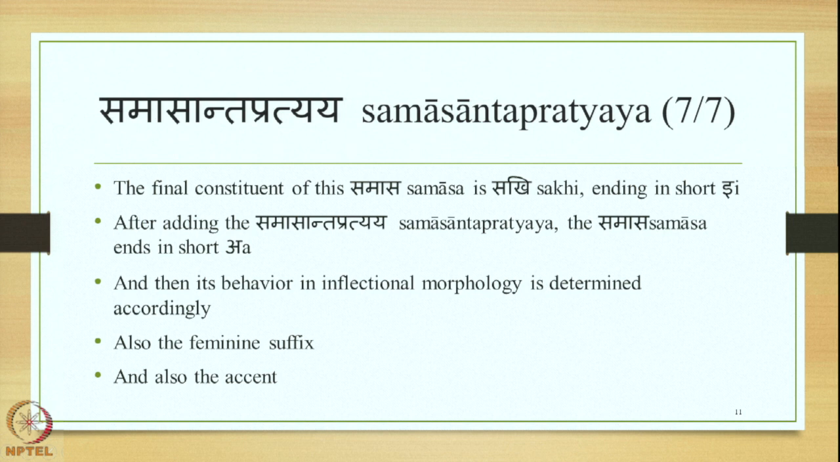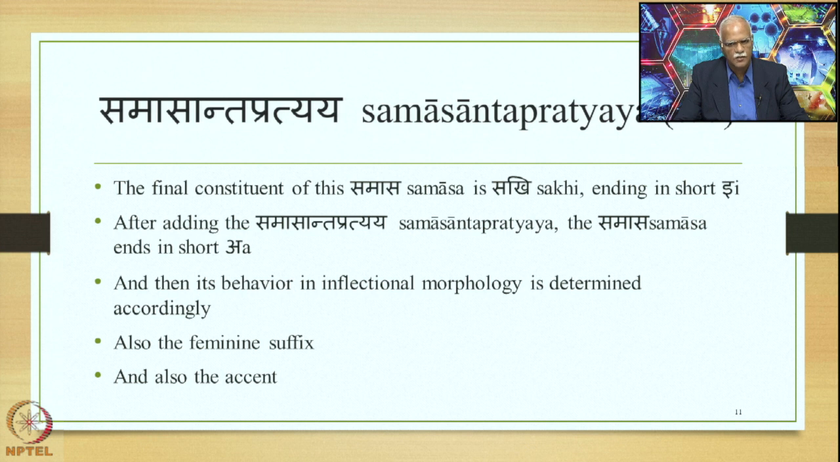The final constituent of this samasa is Sakhi, ending in short I. But after adding the samasanta pratyaya, the samasa ends in short A. And then its behavior in the inflectional morphology is determined accordingly. And you will have Krishna Sakha, Krishna Sakhaha, Krishna Sakhau, Krishna Sakhaha, and so on and so forth, having the forms derived in the same fashion as that of Rama also. Now this samasanta pratyaya will also determine the addition of the feminine suffix Ngip, and also the accent, which is the final accent determined by the sutra Chitaha.